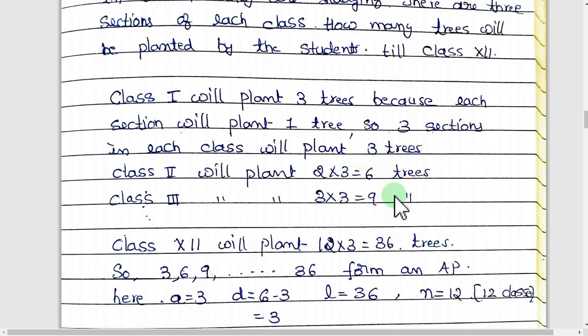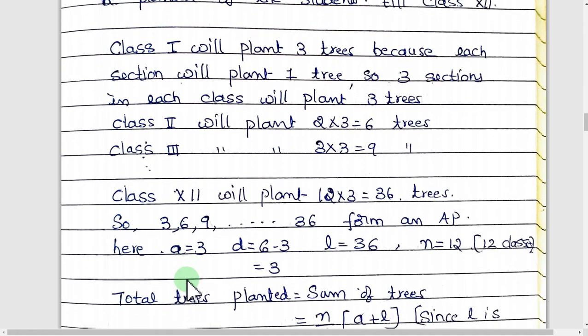Now if you write this in a sequence, 3, 6, 9, and the last term is 36. If you observe this list of numbers, the difference is common. How to find the difference? Second term minus first term: 6 minus 3 is 3, 9 minus 6 is 3. The difference is common. If the difference is common, that forms an AP. So now AP formulas can be used here to find the total number of trees.